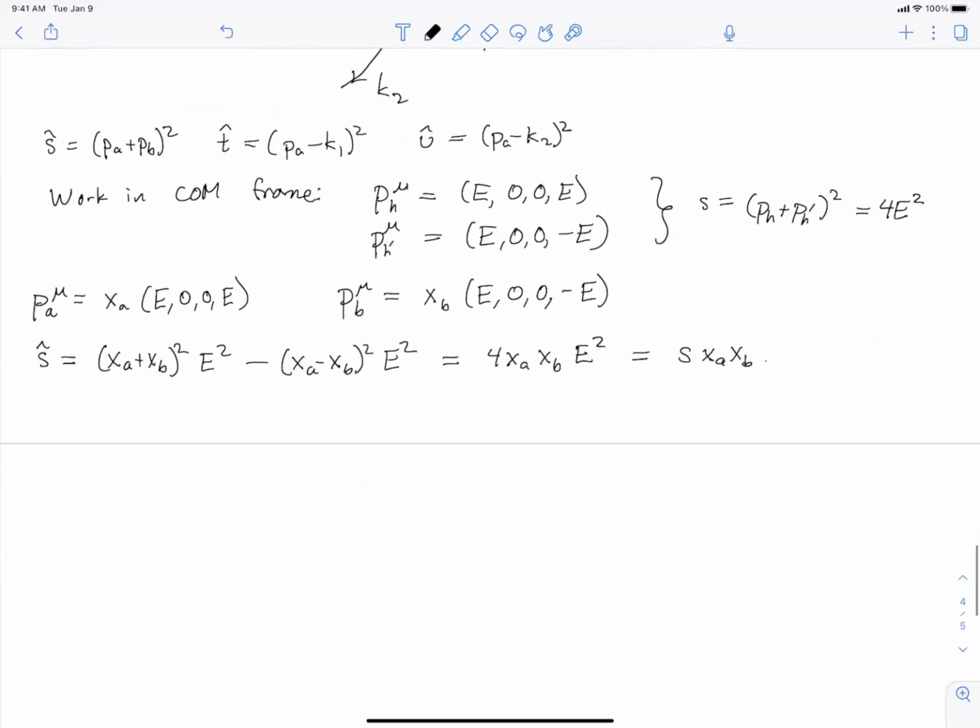So the moral of the story is, at the Large Hadron Collider, S might be 13 TeV, but S hat is less. In fact, it depends on just the product of the fractions carried by the different partons.